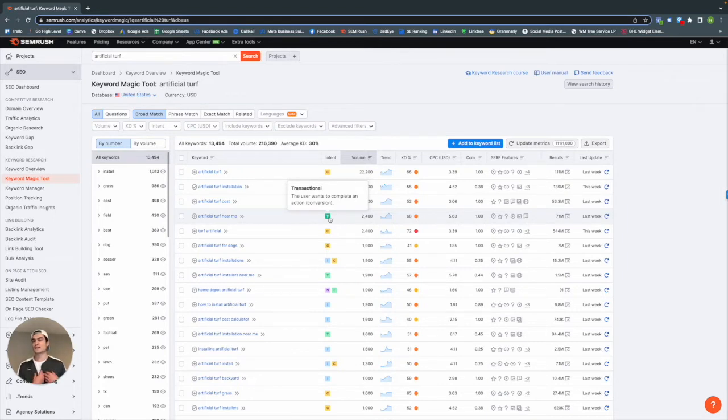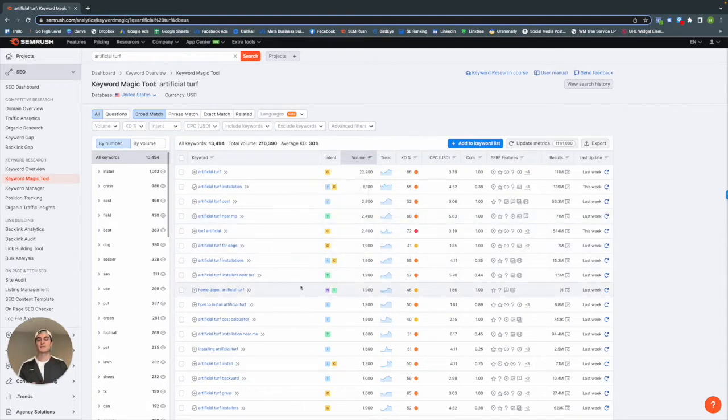So we're running under the assumption we are a turf installation company that goes in and installs turf, right? The client could be searching this keyword, artificial turf near me, and it could be they want to buy a turf mat, or they want a company to go in and install turf for them, right? It could be a ton of different things. So that one's kind of iffy to me.